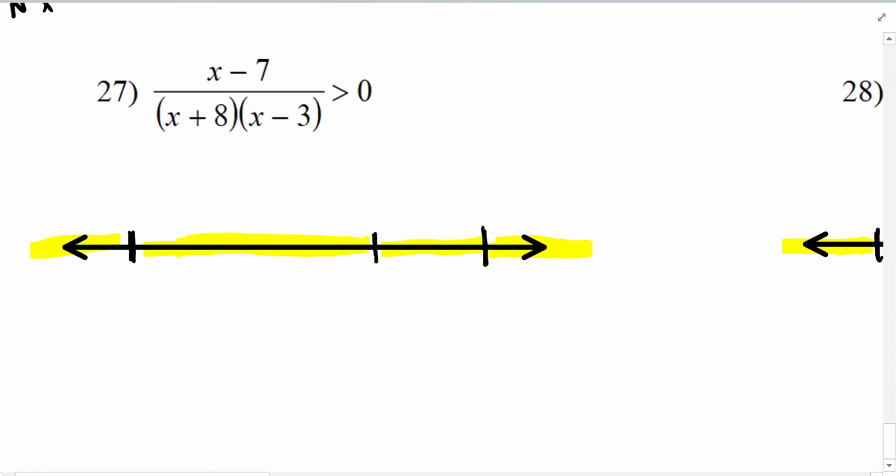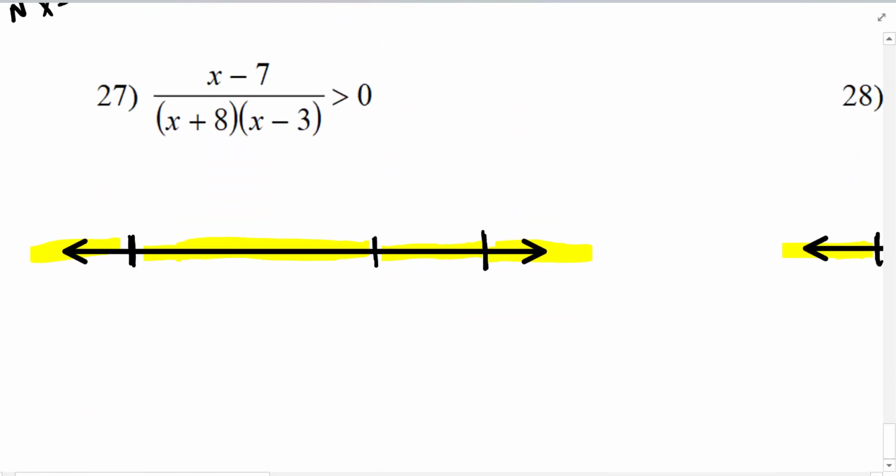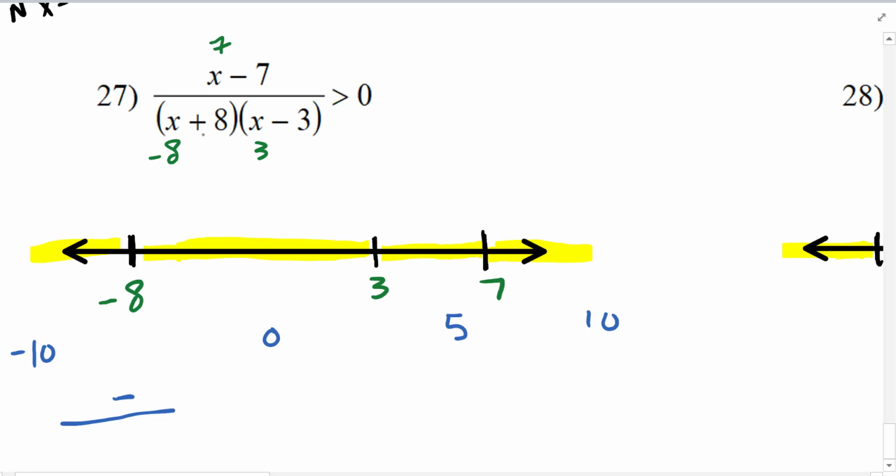Okay. This one has already been factored, so where x is equal to +7, where x is equal to -8, where x is equal to +3. So we have -8, we have +3, +7. So I would say -10, 0, 5, 10, and then just do the symbols. So -10, negative would be in the numerator. This would be a negative times a negative.